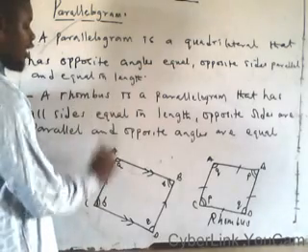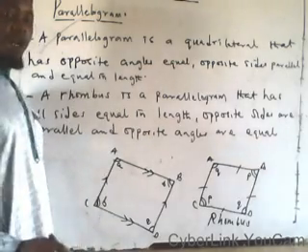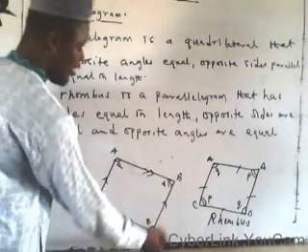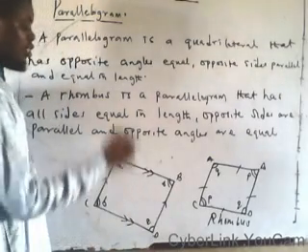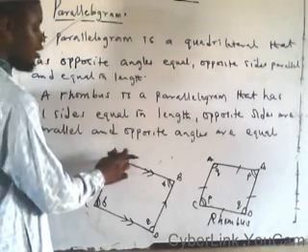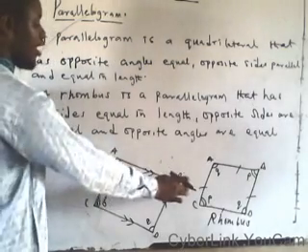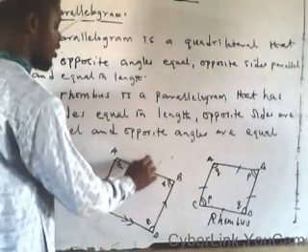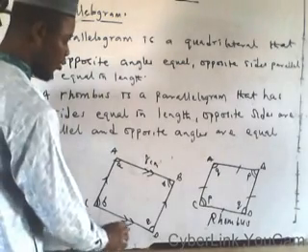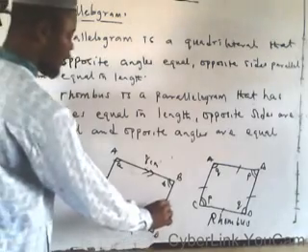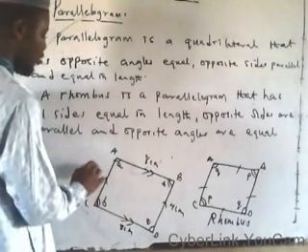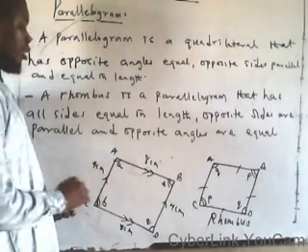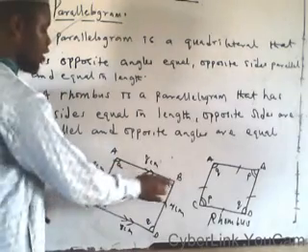And we also say that it has opposite sides that are parallel. This side is parallel to this side, and this side is also parallel to this side. Not just that, the sides that are parallel to one another are also equal in length. If this one is 8 cm, for instance, this one becomes 8 cm. If this one is 4 cm, this one also becomes 4 cm.